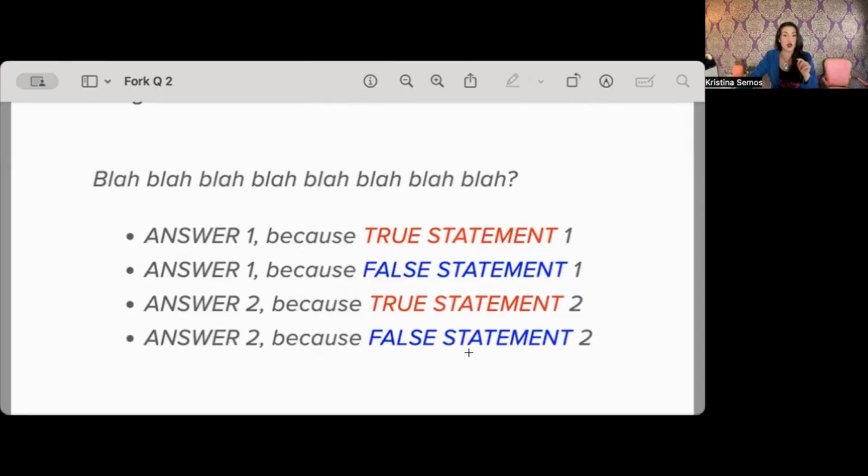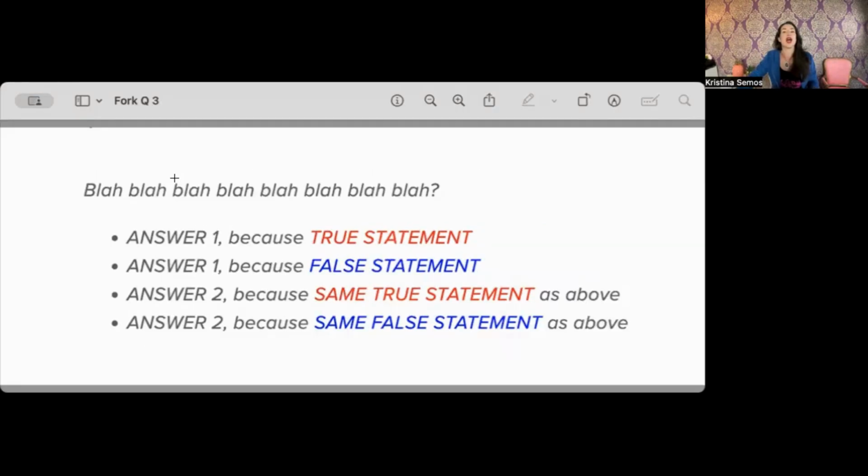Now, this is what your question might look like, but I'll show you another option of what it might look like. Look, we have answer choice one because true statement. And then the next one is answer one because false statement. Answer two because same true statement as above. And then answer two because same false statement as above. So here, there are actually only two reasons. One of them is true and one is false, and they repeat.